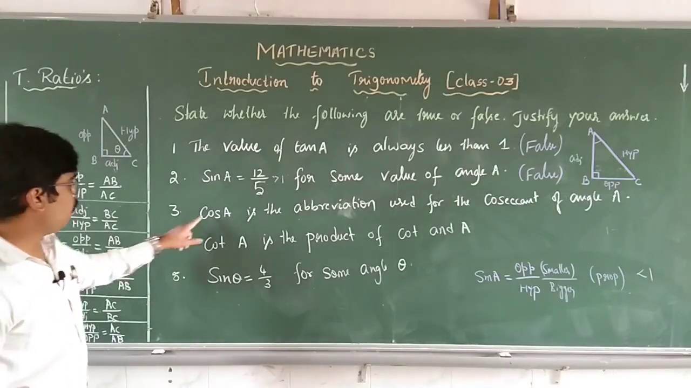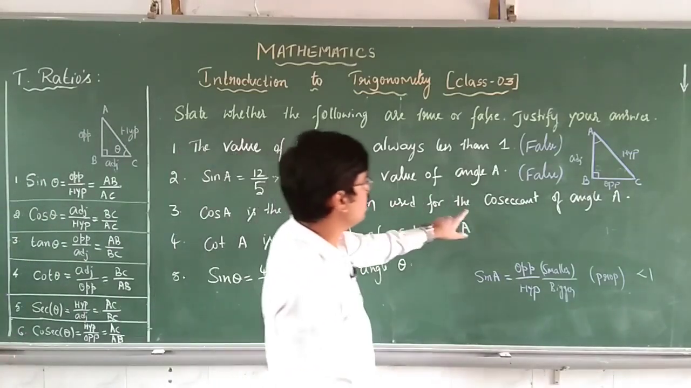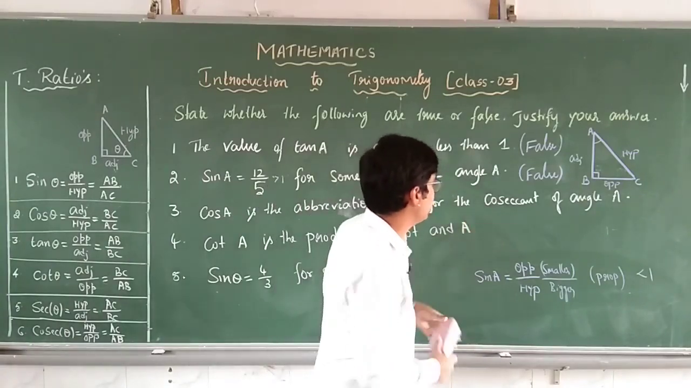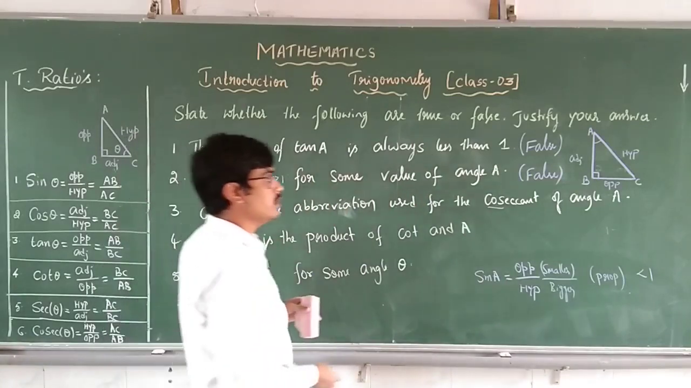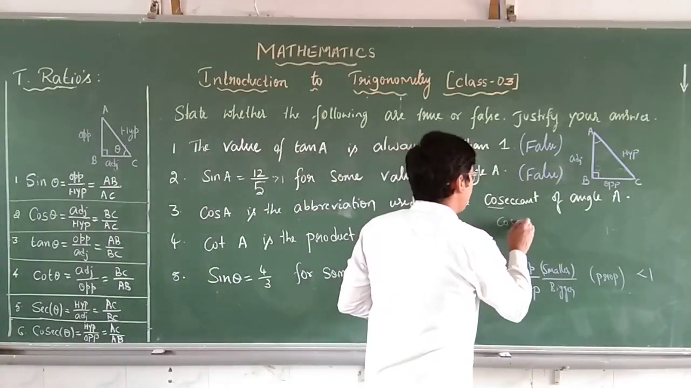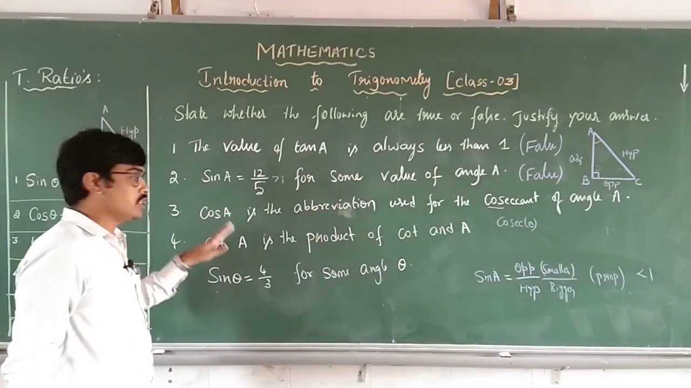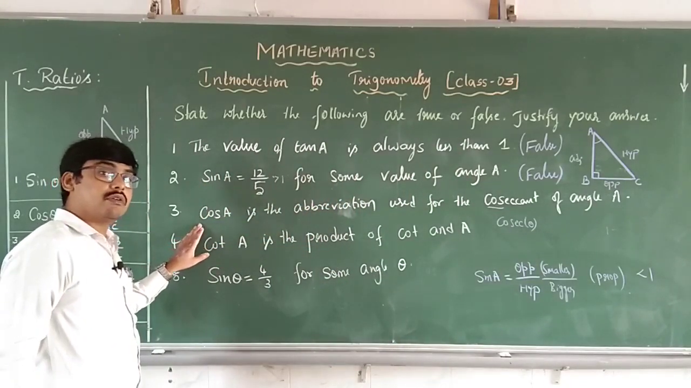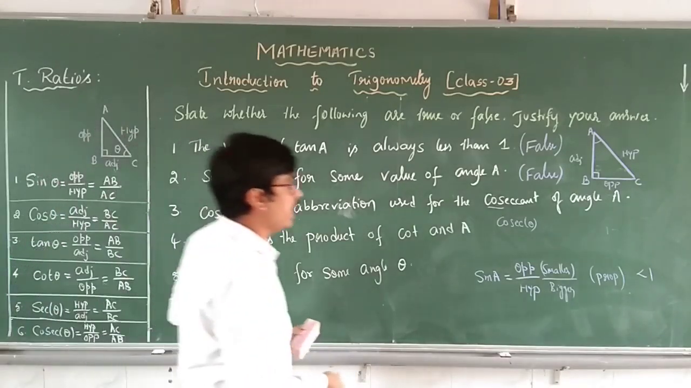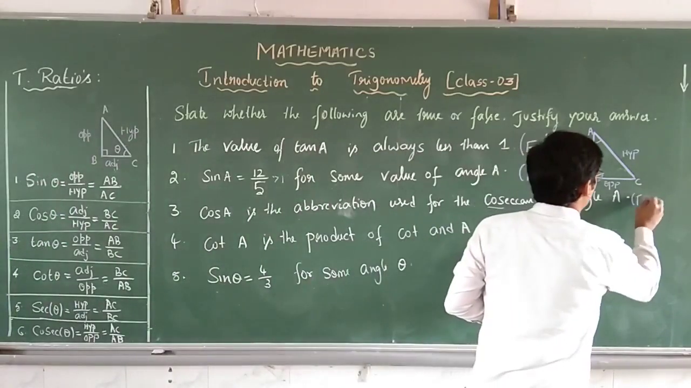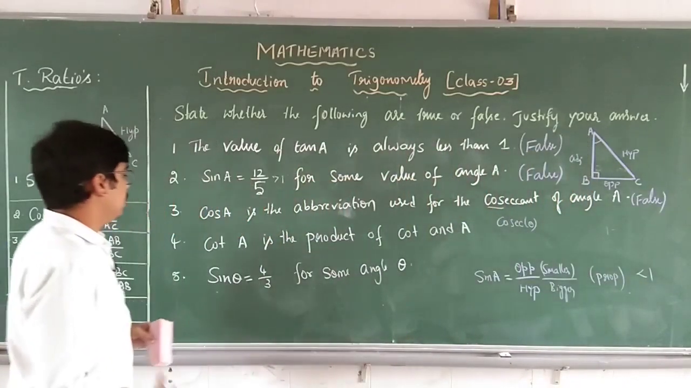Now we'll move on to the third. Cos A is the abbreviation used for cosecant. Look, here also the first three letters are cos. Do we use cos for cosecant? No. For cosecant we denote it by cosec theta. Cos theta is the abbreviation or notation to denote the cosine of an angle, not the cosecant of an angle. So again the third statement is also a false statement.